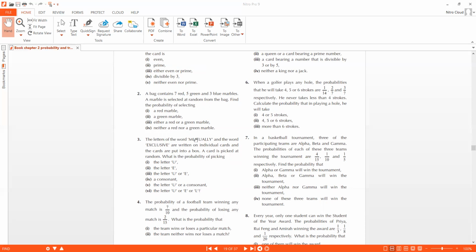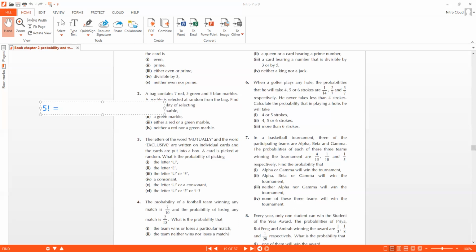M is appearing just one time, so 1 factorial. U is appearing 2 times. L is appearing 2 times. So 2 factorial. Do you know how to solve this factorial? Let me write 5 factorial over here. Do you know how to solve this factorial?